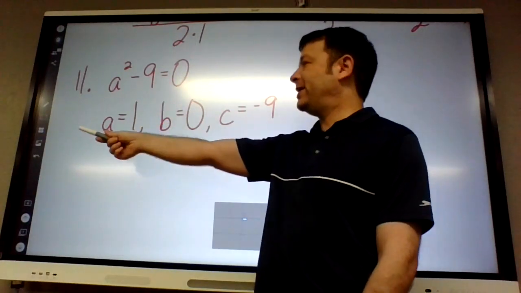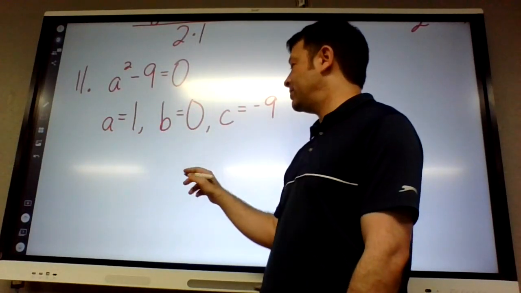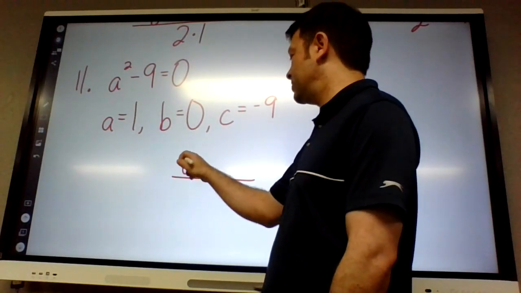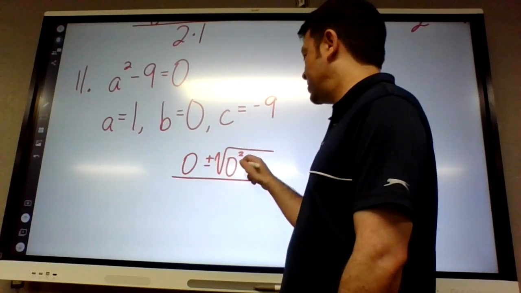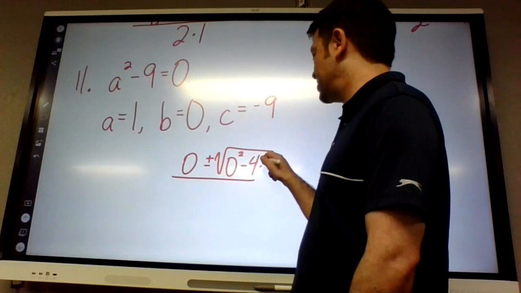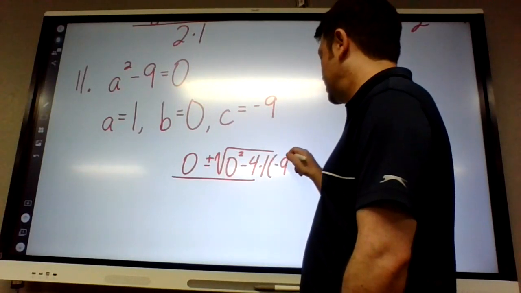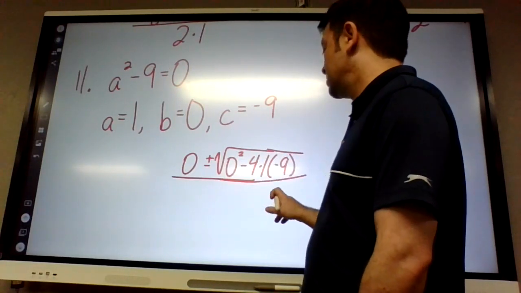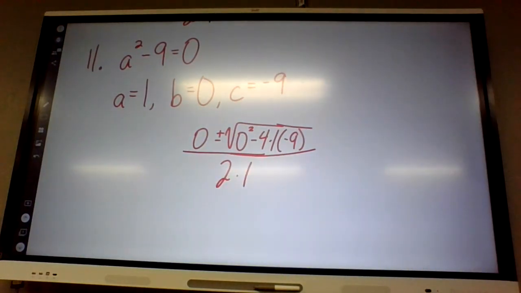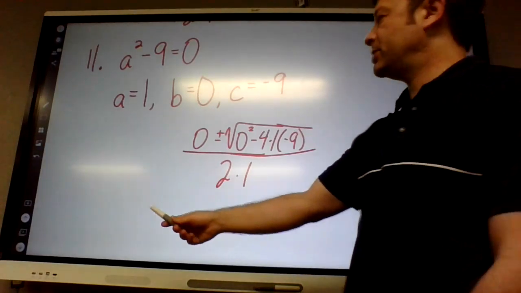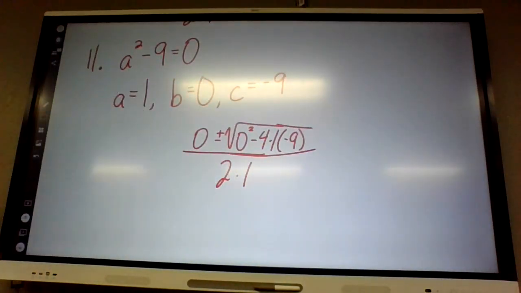So when it says negative b, I got negative 0, so that's just 0. Plus or minus the square root of 0 squared minus 4 times a times c, over 2 times a. I'm just plugging in all the a's, b's, and c's over here.